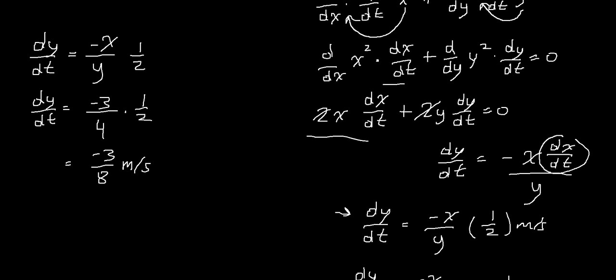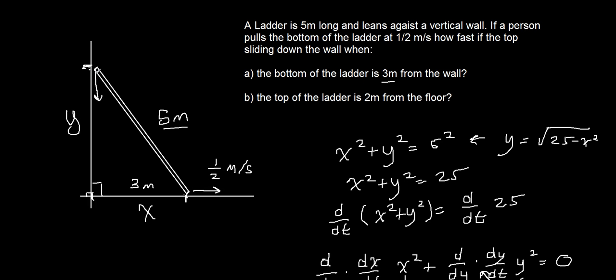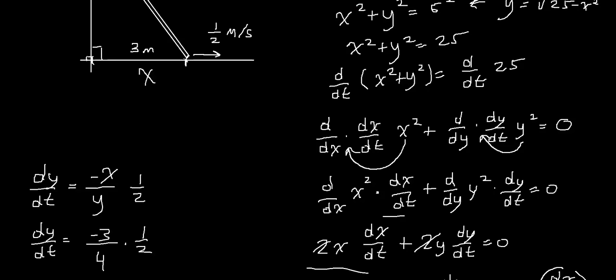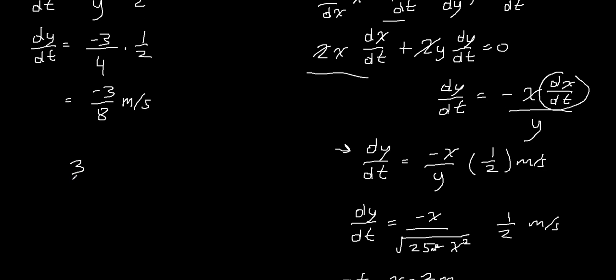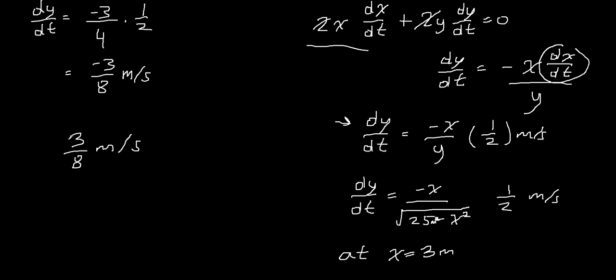Now if it's negative, what does that mean? Well, y gets bigger in this direction, and it's getting smaller in that direction, right? So a negative value for dy over dt just means that this ladder is slipping downwards. So how fast will the top be sliding down the wall? Well, it'll be sliding down at 3 over 8 meters per second, right? Because the negative here just indicates that it's sliding down. You don't have to worry about it. So this is the rate at which it's sliding down.